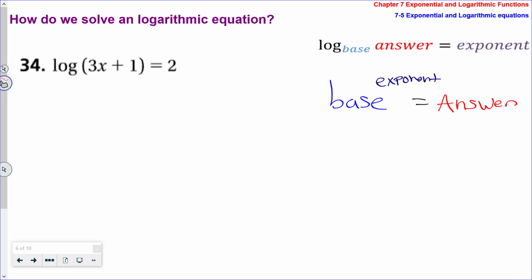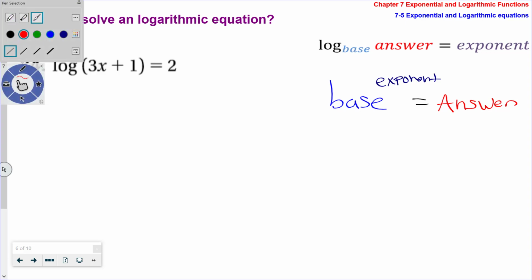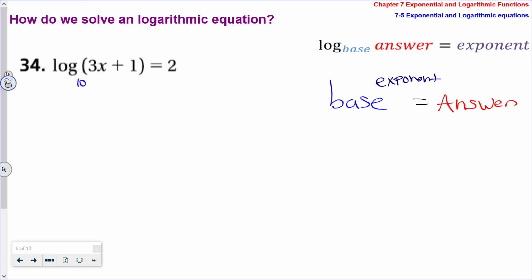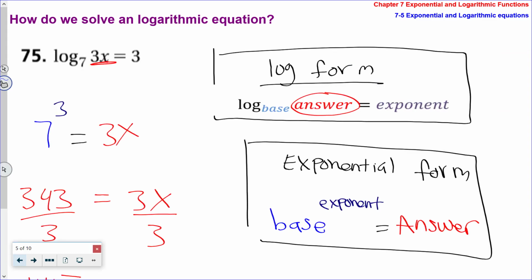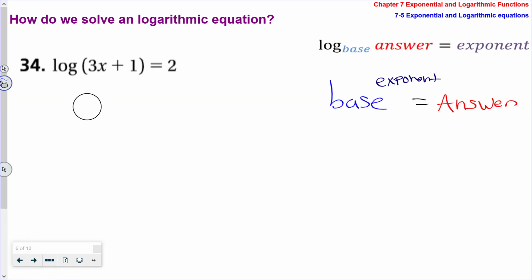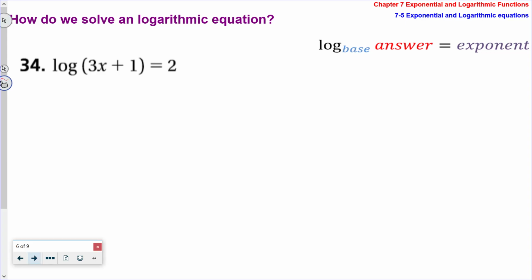How do we know it's 10? We don't see it. If you don't see a base, you know it's 10. So in the first example, you saw that it was 7. So you know that it's 7. But if you don't see anything, like in this case, then it's automatically 10. Yusef.